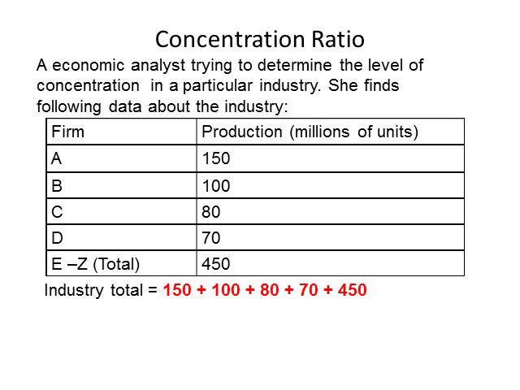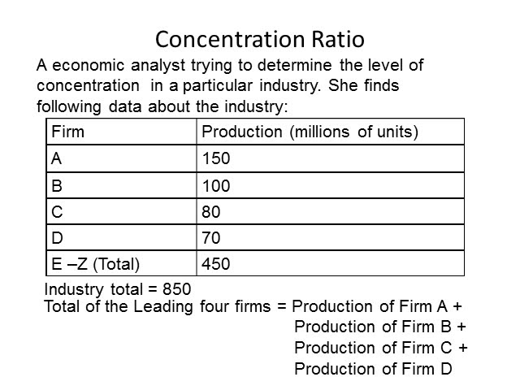Next step is to calculate the sum of 150, 100, 80, 70, and 450. The industry total, or the total market size, is 850, or more correctly, 850 million units. Since the problem only represents specific information about 4 firms, Firm A, Firm B, Firm C, and Firm D, the CR4 calculation will be used.